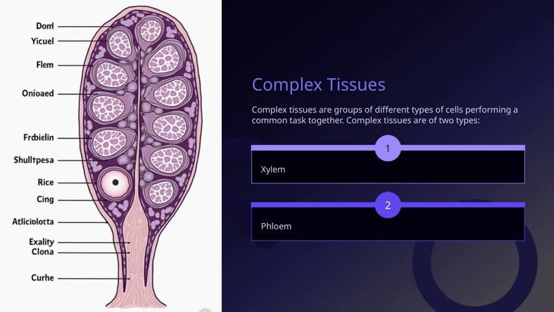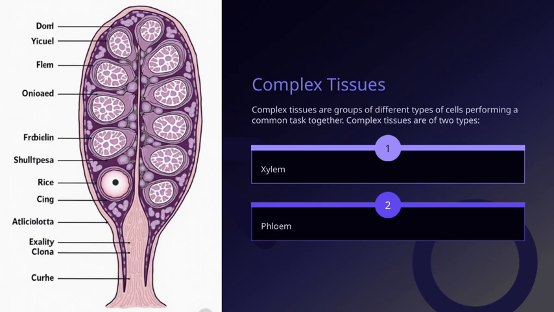Instead of just one cell type, complex tissues are made up of multiple cell types collaborating to carry out specific functions. There are two main types of complex tissues in plants: xylem and phloem. Xylem is responsible for transporting water from the roots up through the plant, while phloem carries nutrients and sugars produced in the leaves to other parts of the plant. Understanding these tissues is key because they illustrate how plants efficiently distribute essential resources, supporting the overall theme of plant structure and function.